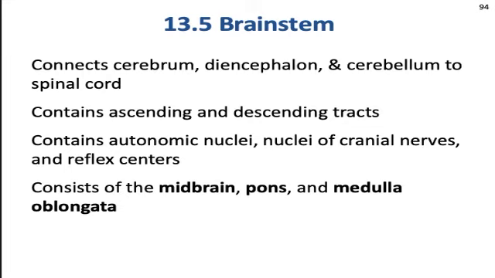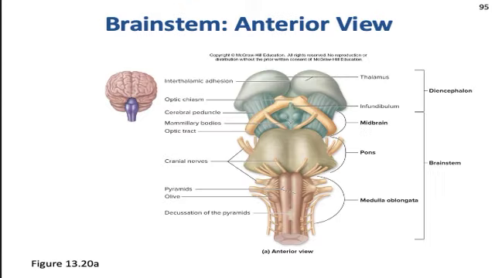The brainstem, which is below the diencephalon, connects the cerebrum, the diencephalon, and the cerebellum to the spinal cord, and is made up of ascending and descending and decussating nerve tracts that bring information up, down, and left to right on its way either up to or down from the brain. It has autonomic nuclei. It also contains nuclei of cranial nerves. It also has reflex centers in it, and the three parts from superior to inferior are the midbrain, the pons, and the medulla oblongata. And you can see a picture of what the brainstem looks like here.